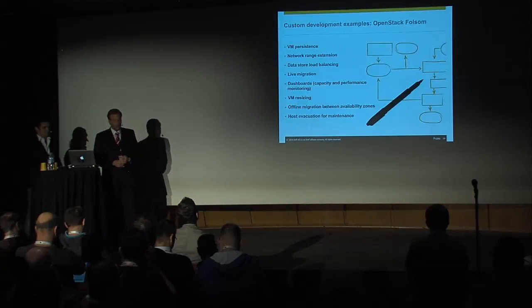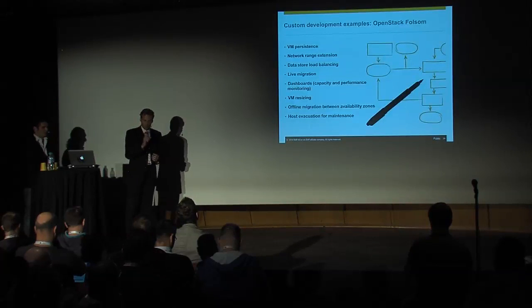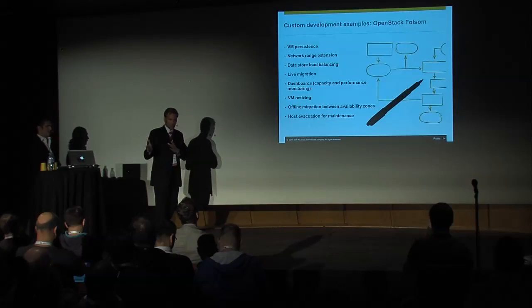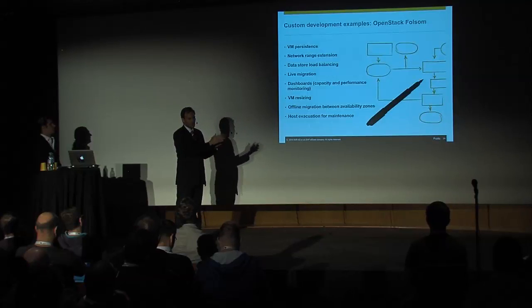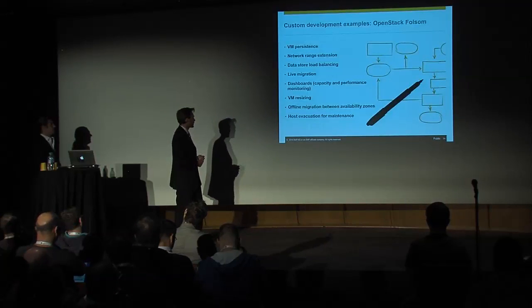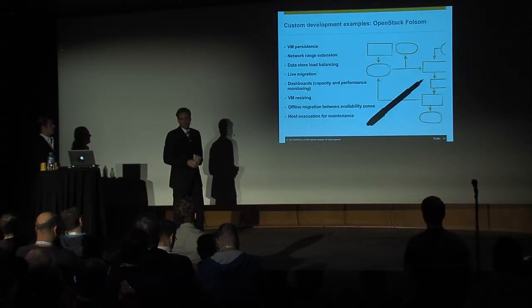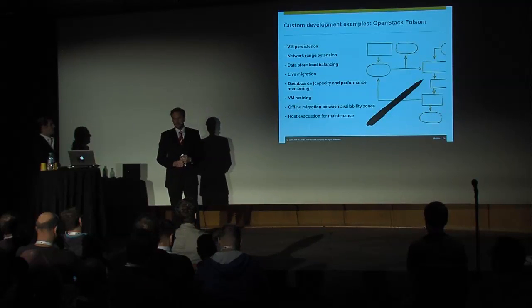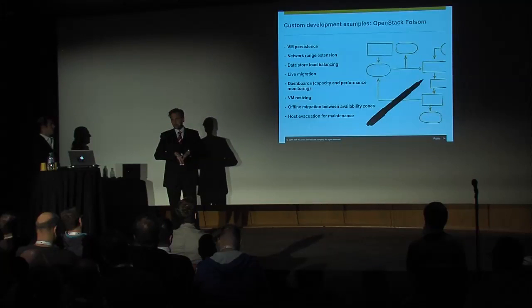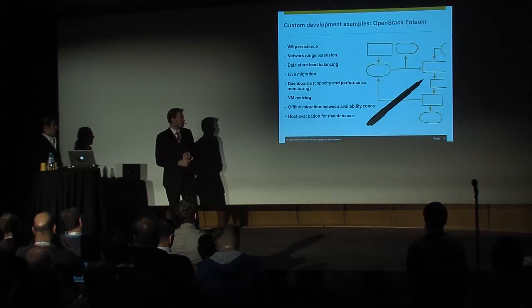Data store load balancing I talked about, this was the two NFS storages that we have attached to each host. Next to that, live migration to be able to easily shift VMs from one place to another. Along with live migration, we have a very simple button in our Horizon dashboard which says evacuate host to evacuate it so we can do hardware maintenance, firmware upgrades and all of this good stuff.